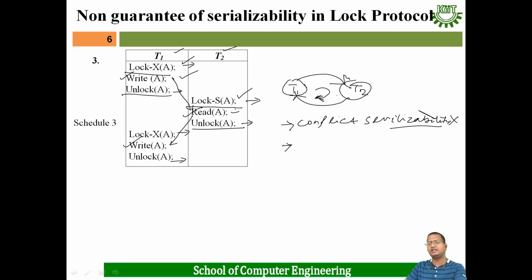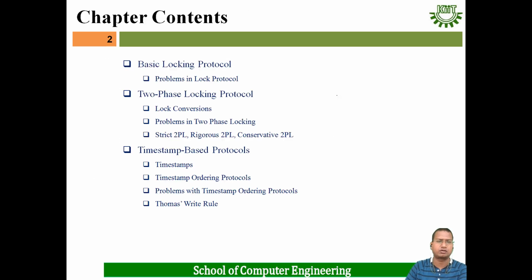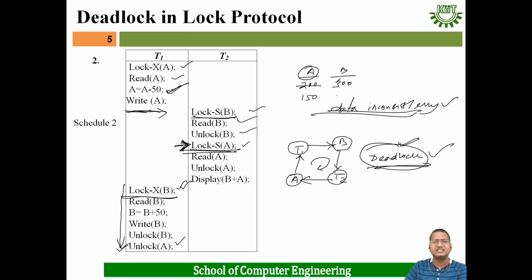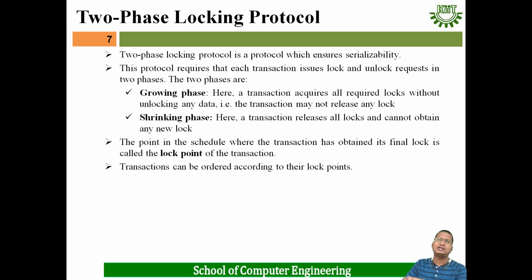Okay, these are the three problems we have discussed in lock-based protocol. First one is that data inconsistency may arise. We have seen with an example. Deadlock may arise. We have seen with an example, and it does not guarantee serializability. To avoid these disadvantages, what the computer scientists did, they made some changes in that basic lock-based protocol. In another protocol they have implemented, the name of that protocol is the two-phase locking protocol.